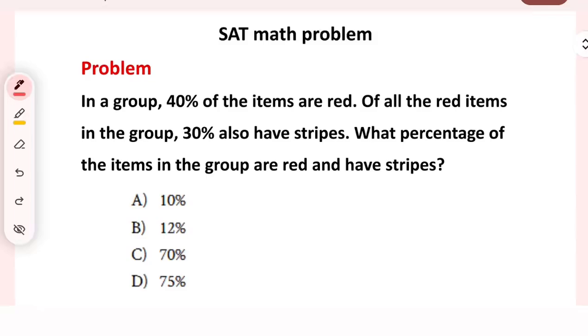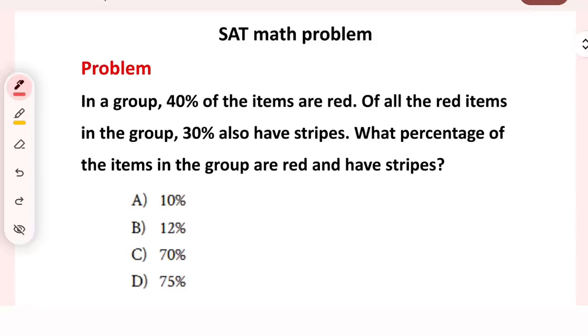What would be the percentage of those items that are red and at the same time have stripes? Is it 10%? Is it 12%? Is it 70%? Or letter D, is it 75%? So I want you to pause this video if you want to solve it yourself, and then come back later to check your answer. So pause this video. Ready? You paused it already?